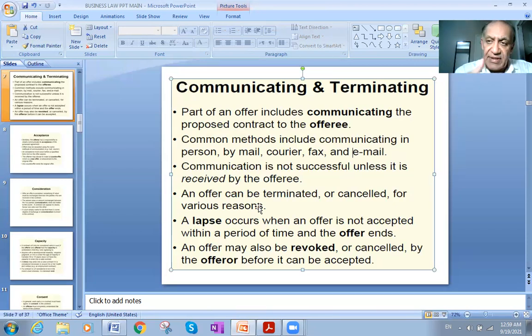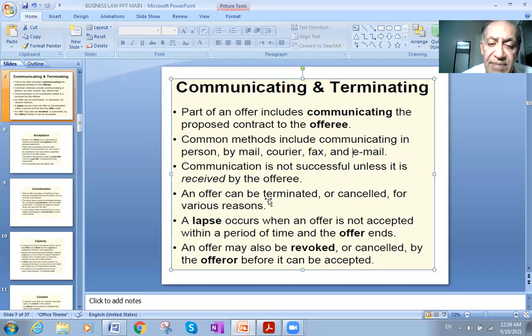So if you send me a message that you need to sell your house, and you send it by post, but for some reason the message did not reach the offeree, then there is no communication, because the offeree did not know anything. The receiver should have received it, but he didn't. Communication is not successful unless it is received by the offeree.